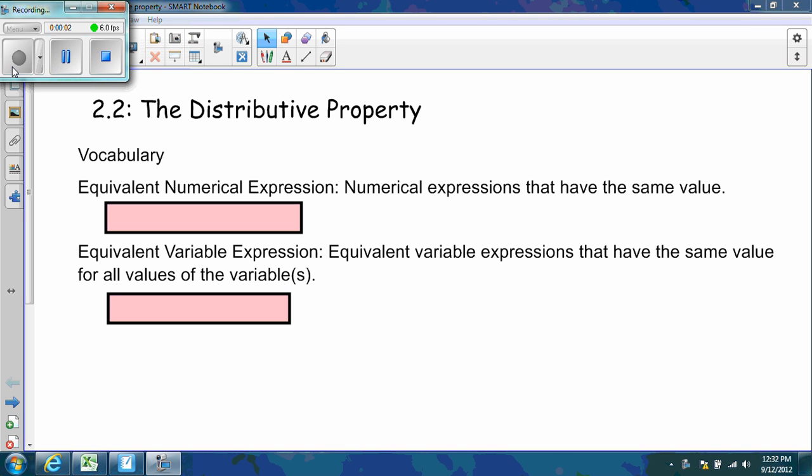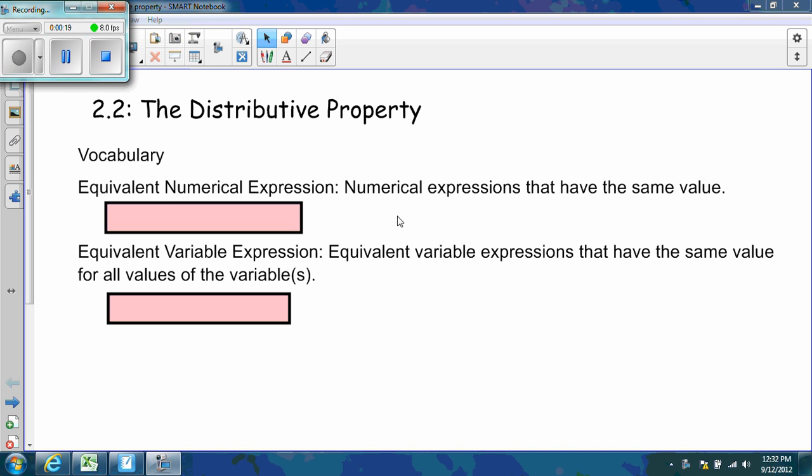Lesson 2.2 is another property called the distributive property. And this one's my favorite because it actually is something that you may not know, and it's going to be really useful. So some vocabulary we need to know is equivalent numerical expression.